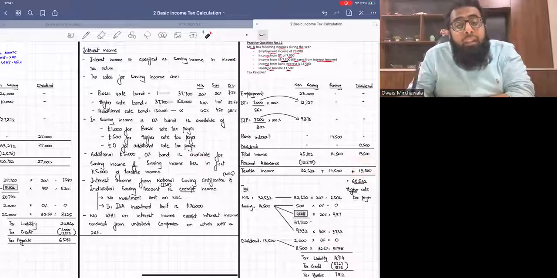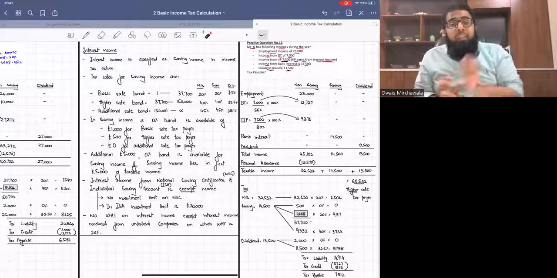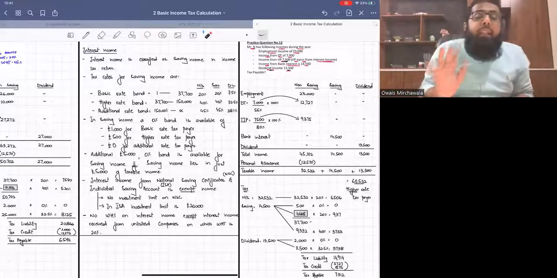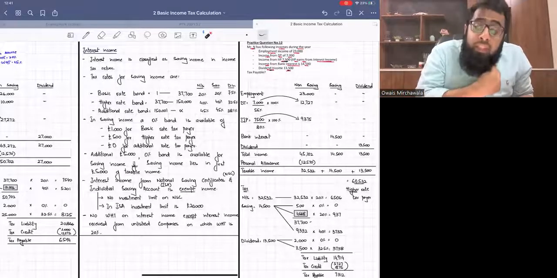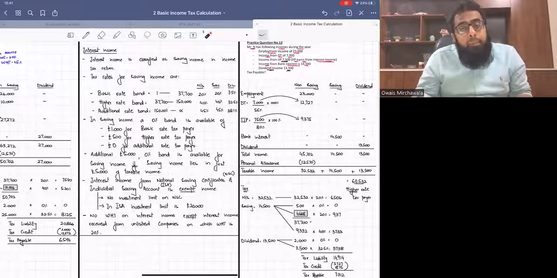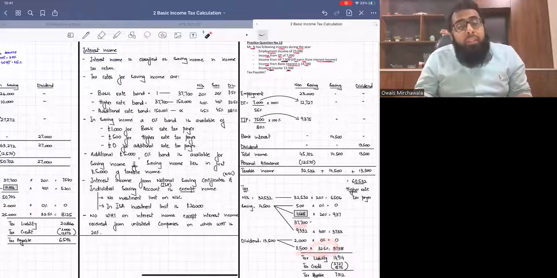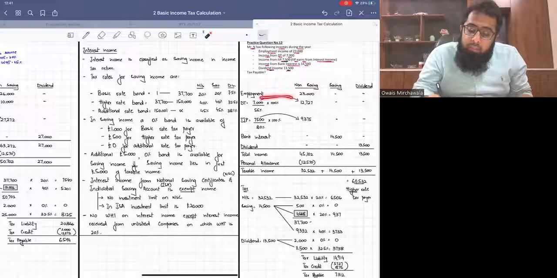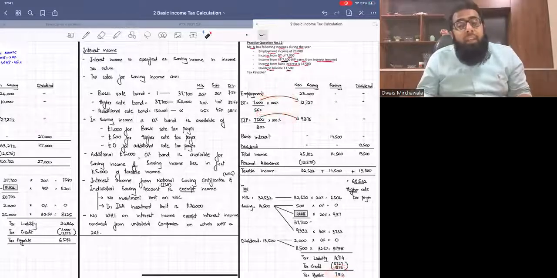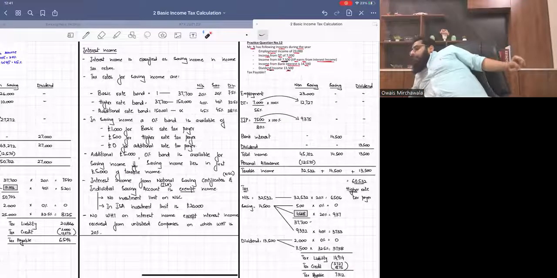Then we started looking at dividend income. In dividend income, the rule is very simple. The first 2,000 is always taxed at the 0% band, and the remaining dividend goes at 32.5% because the basic rate band is already used. Now we arrived at the tax liability. We looked at the tax credits to arrive at tax paid. I hope that you are understanding the concept.